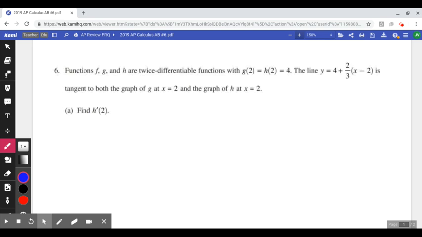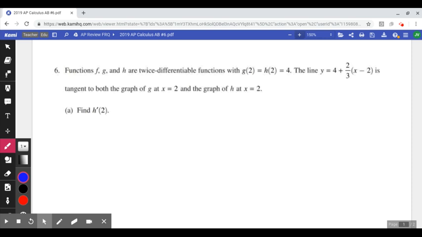This problem is the AP Calculus AB 2019 question number 6 on the free response. As such, this one would be non-calculator. In a normal year, the last four would be non-calculator for the exam. Let's read through the prompt, identify some information, and see if we can answer these questions.